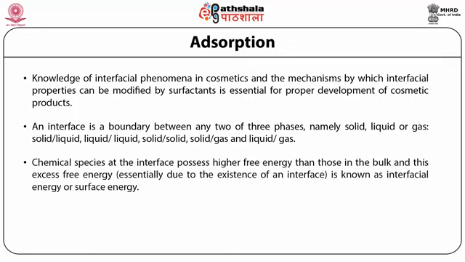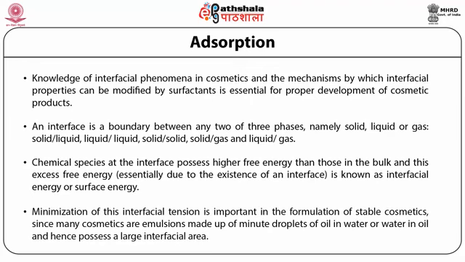Chemical species at the interface possess higher free energy than those in the bulk, and this excess free energy, essentially due to the extensive existence of an interface, is known as interfacial energy or surface energy. Actually, there is an increase in the total free energy of the system due to the existence of this interfacial energy, and the increase is proportional to the total area of the interface. A system always tries to reduce its total free energy. The tension that exists at the interface tries to reduce the total surface area, and this is known as interfacial tension or surface tension.